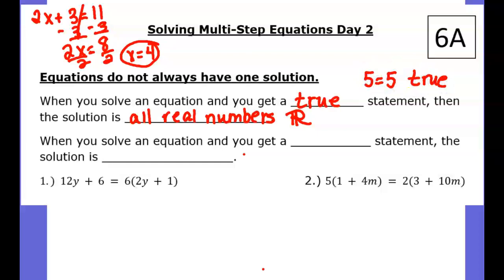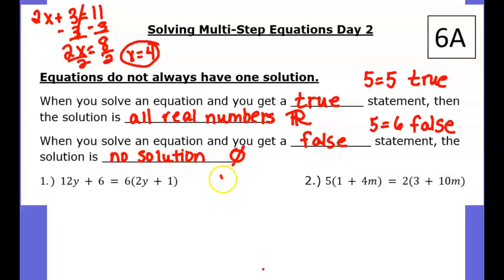But when you solve an equation and you get a false statement, the solution is no solution. And that can also be represented with what we call the null set. It looks like that. And what I mean by being false, say you ended with 5 equals 6. Well, we know that 5 does not equal 6, so that's a false statement.